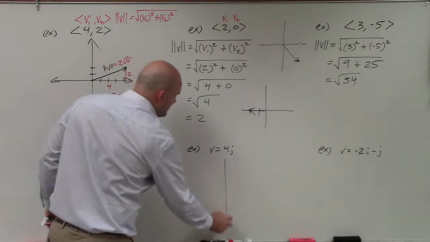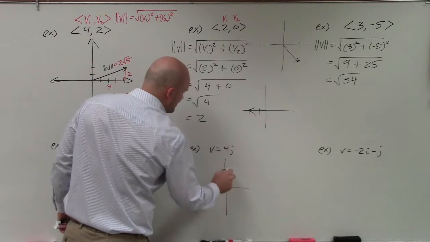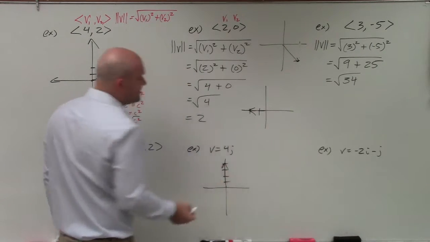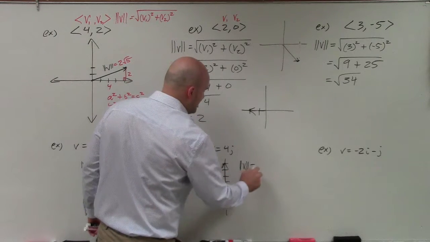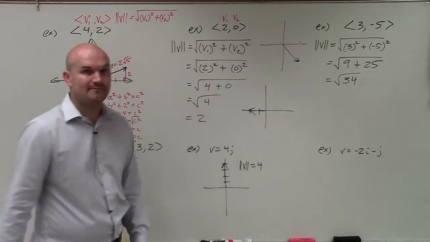This one, if you remember, was just a vector going straight up. So I didn't even create a triangle. So therefore, I can quickly just say, I don't even need to do my math. The magnitude of this is just 4.